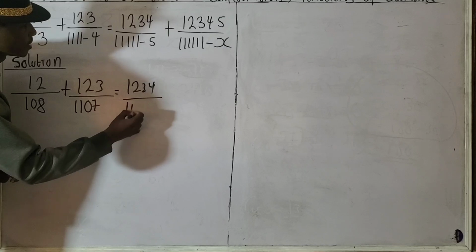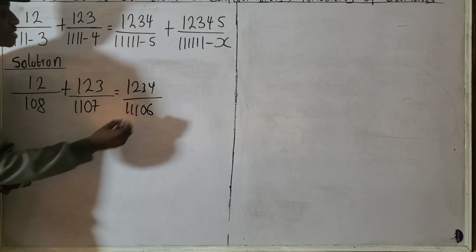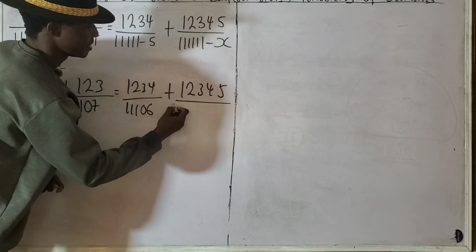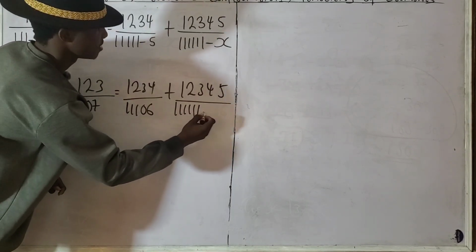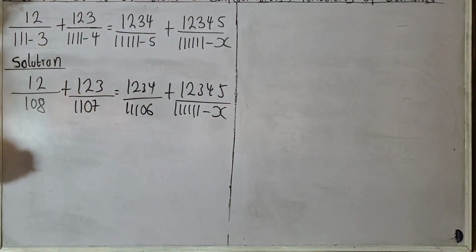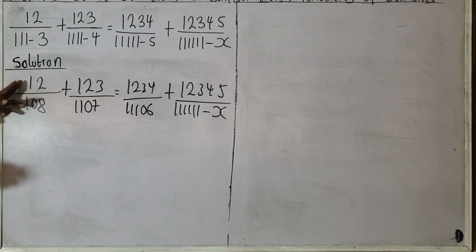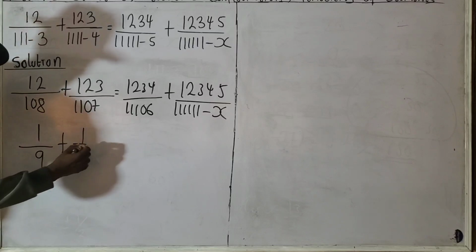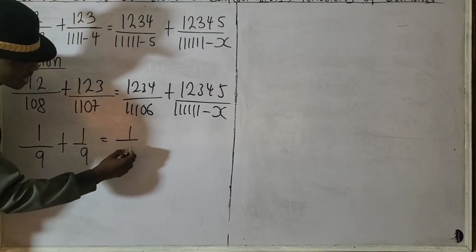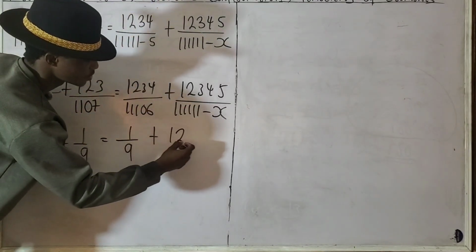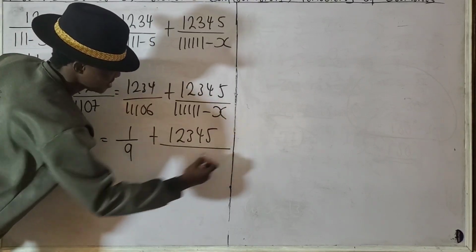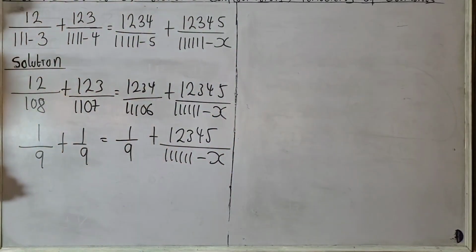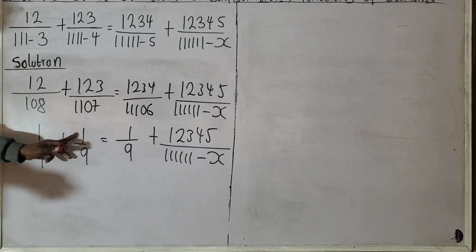That is, right, plus 12345 divided by minus x. Okay. If you divide 12 by 108, that is 1 over 9. 1 over 9 plus 1 over 9 equals 1 over 9 plus 12345 divided by minus x. Okay. Sum this and this together.